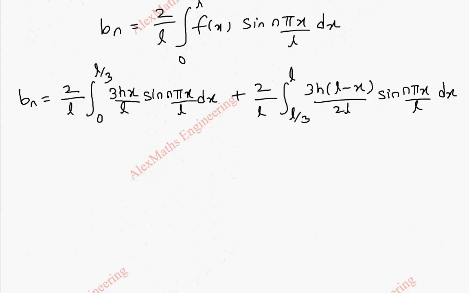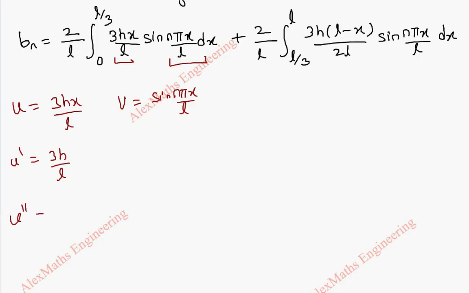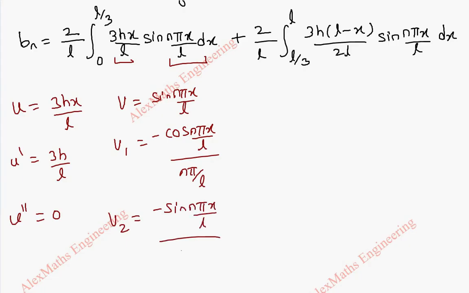So here we are going to use the Bernoulli's formula. So this part is u and this is v. So u equal to 3hx by L. V is sine n pi x by L. So u dash is 3h by L. X derivative is 1. U double dash is 0 because this is fully constant. And V1, its integration, is minus cos n pi x by L by n pi by L. And V2 is minus sine n pi x by L by n pi by L whole square.